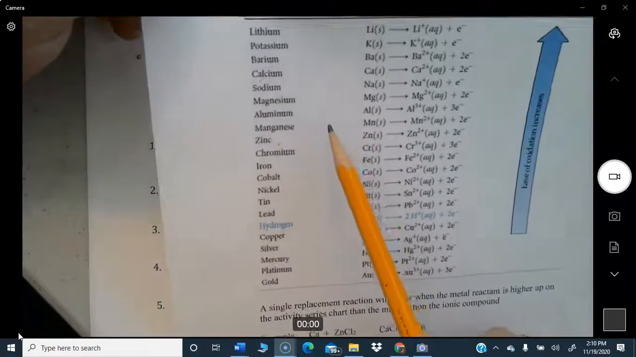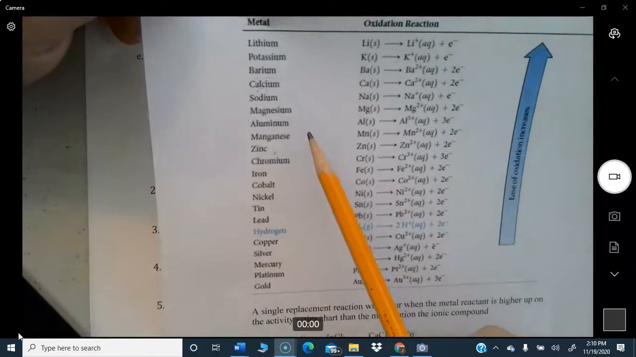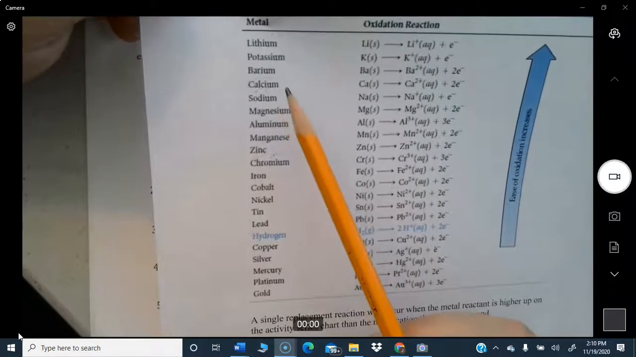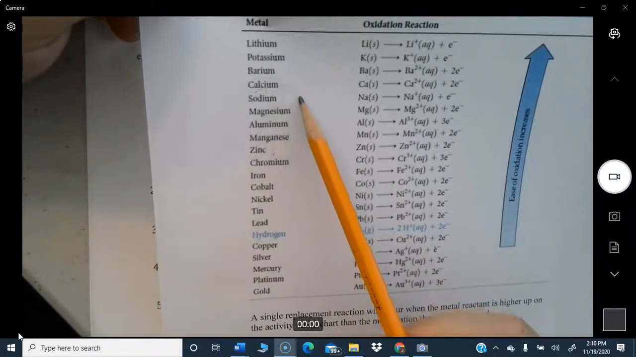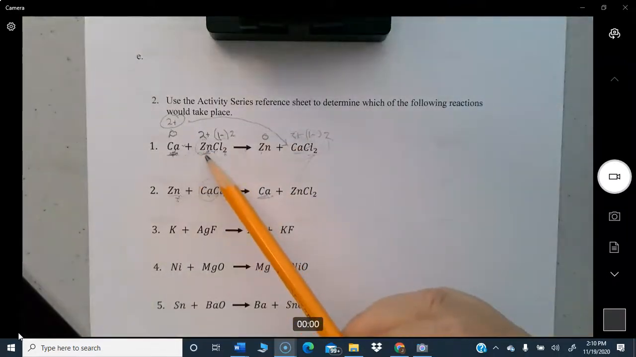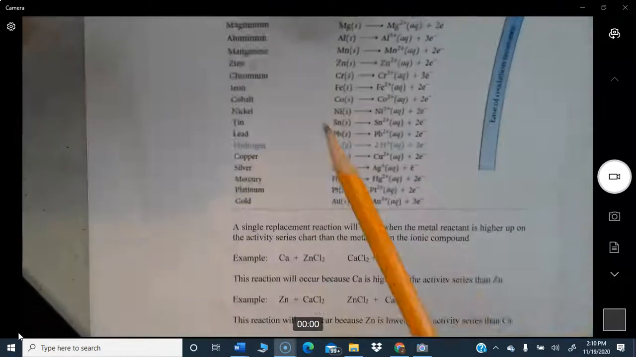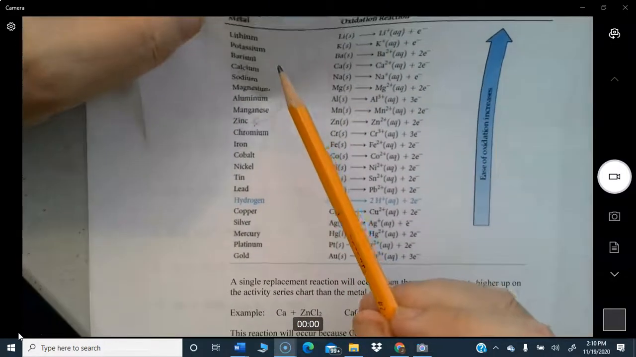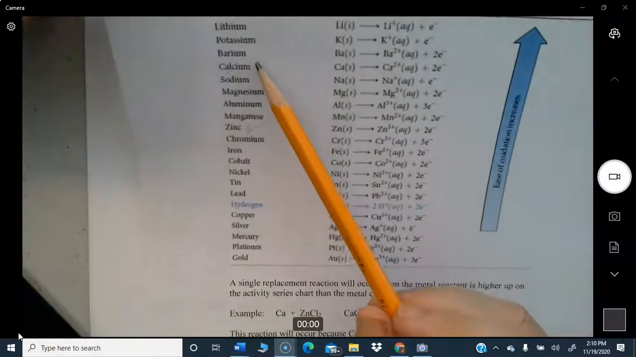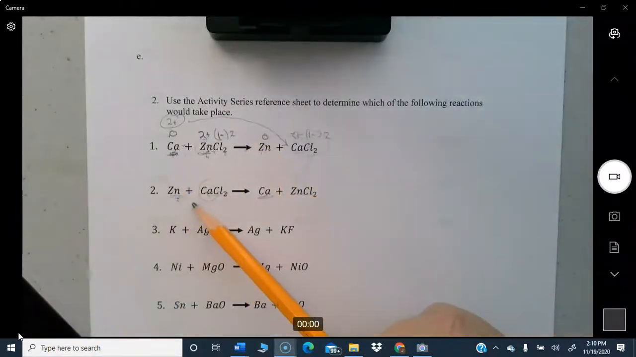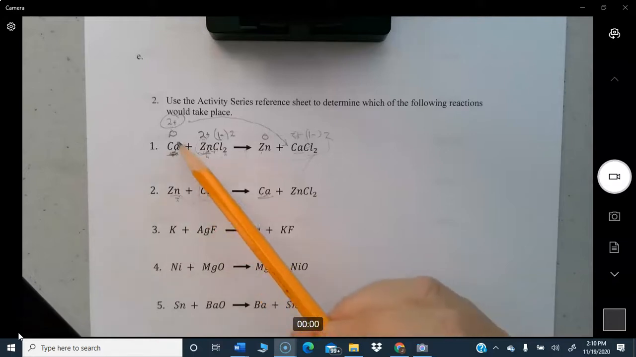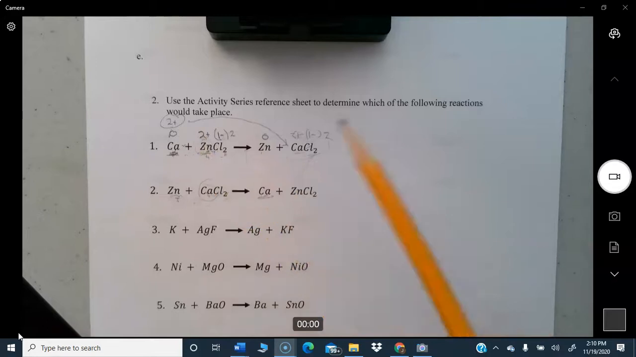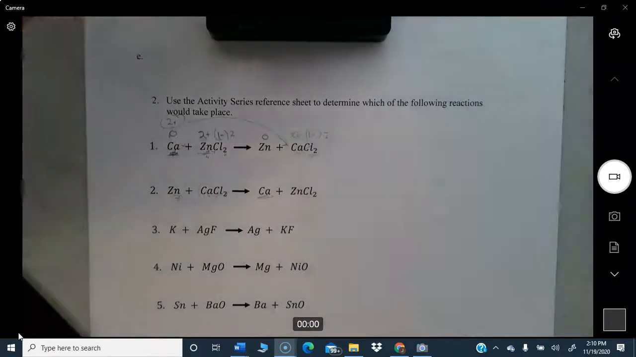The way I think of it is electrons fall down the activity series. So this reaction where calcium passes 2 electrons over to zinc, that's this first reaction, will happen. But in this case, for it to happen, zinc would have to pass 2 electrons up to calcium. In this direction, that will not happen. Electrons don't travel uphill on the activity series, they fall down the activity series. Okay, so that's how you use the activity series.